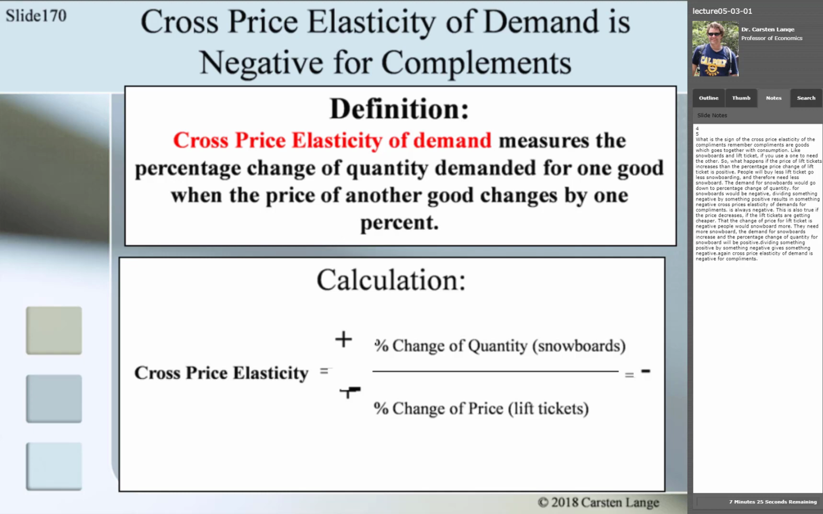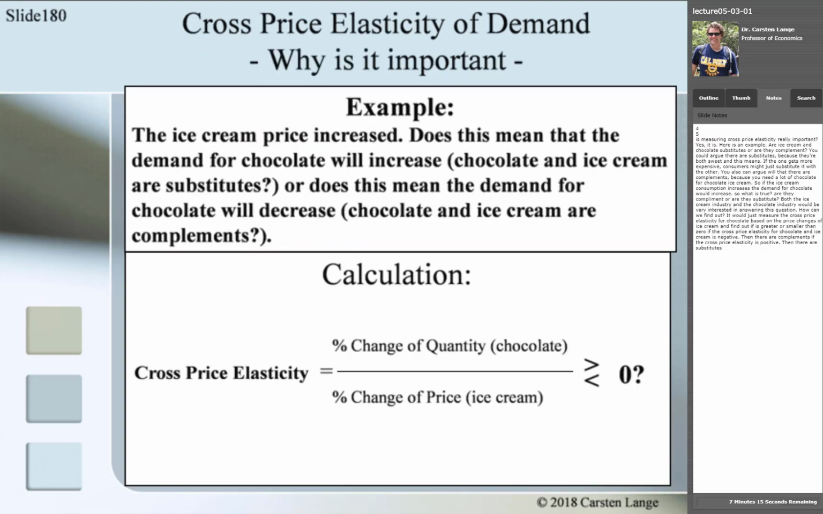Dividing something positive by something negative gives something negative. Again, cross-price elasticity of demand is negative for complements. Is measuring cross-price elasticity really important? Yes, it is. Here's an example.